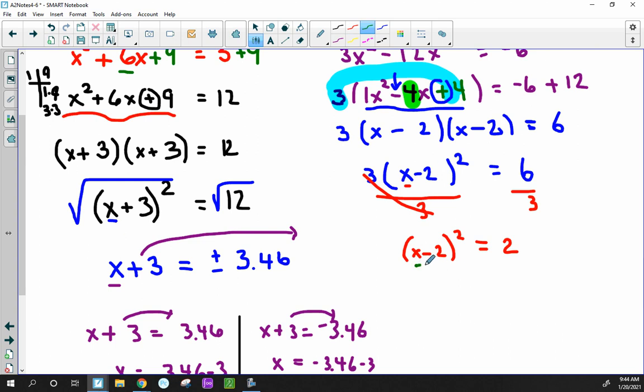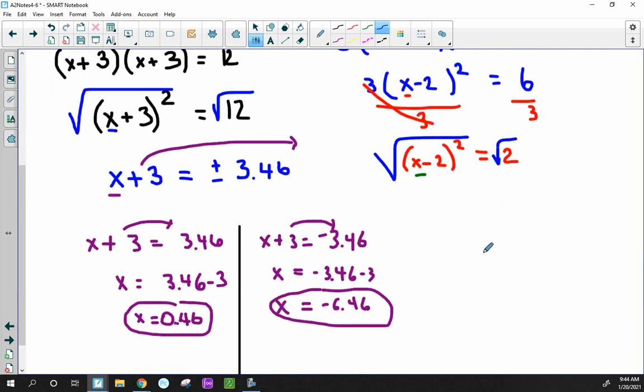Alright, again, solving for x. I have a big power of 2, so I'm going to do the square root on both sides. I'm going to be left with just the binomial, x minus 2. I just took the square root of both sides of an equation, so there's two answers, positive, negative. And then you can use your calculator and just type in the square root of 2. It is a messy decimal, but we're going to round to the nearest hundredth, so we're going to just say 1.41. Alright, next you're going to set up your two problems, and that way you can solve for x.